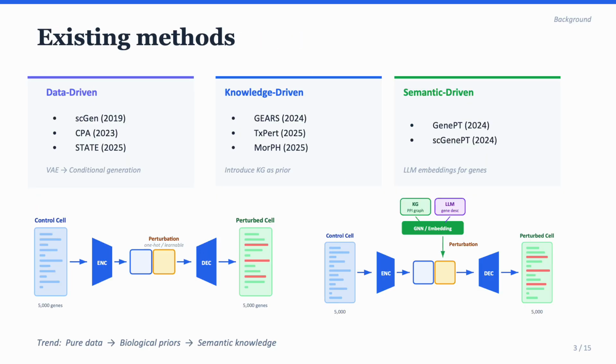So existing methods in this domain basically fall into three groups. The first group, data-driven methods, use the conditional encoder-decoder architecture that purely learns from the data. And here the condition is encoded from the perturbation information. Then knowledge-driven methods like GEARS and others bring in a knowledge graph as a biological prior for better representing the perturbations. And more recently, semantic-driven methods like GPT use language model embeddings to represent the perturbation conditions.